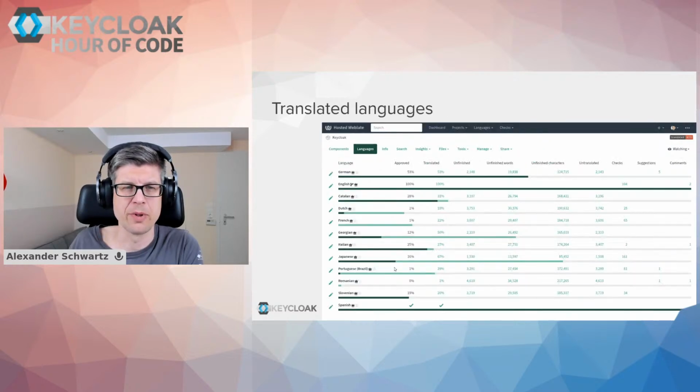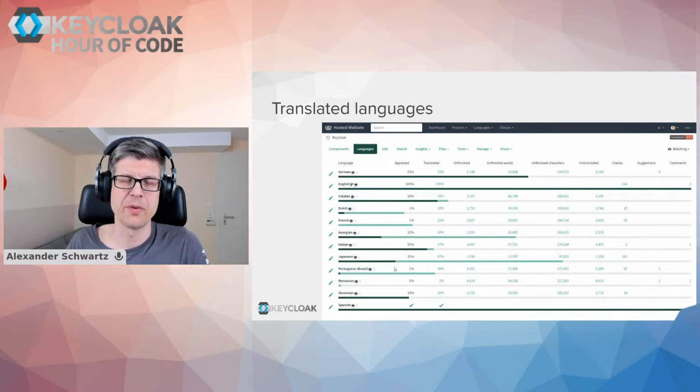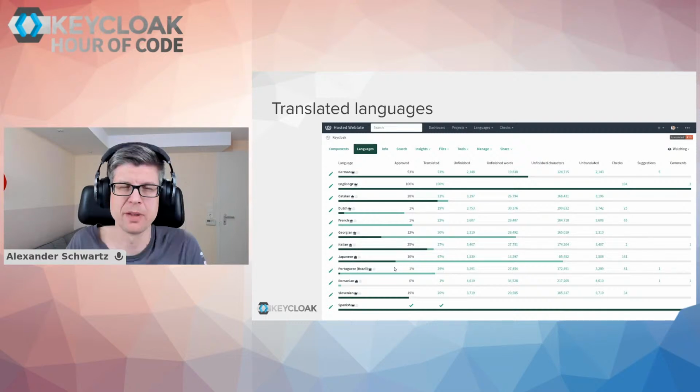And now, over the last month, we onboarded several languages, and after I published one blog post about translating Keycloak, we added a bit more languages here. So we have German, English as the source language, we have Catalan, Dutch, French, Georgian, Italian, Japanese, Portuguese in its Brazil flavor, Romanian, Slovenian, and Spanish on it. Which is great to see, but there are even a lot more languages that we don't have yet in Weblate. But that's a start, I'd say.